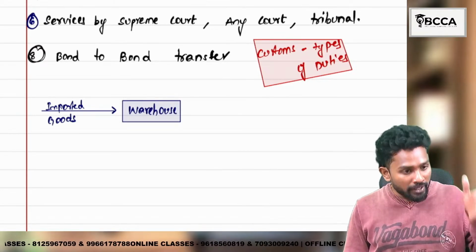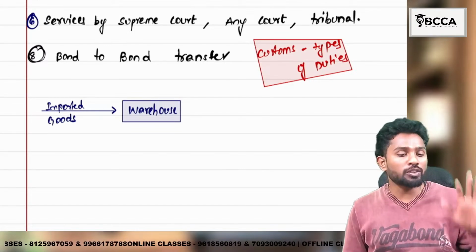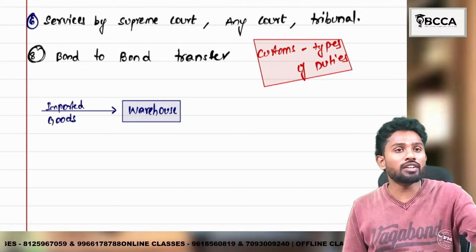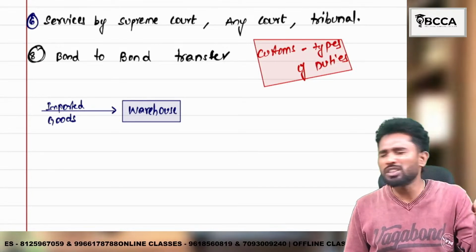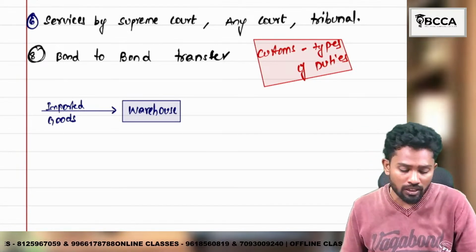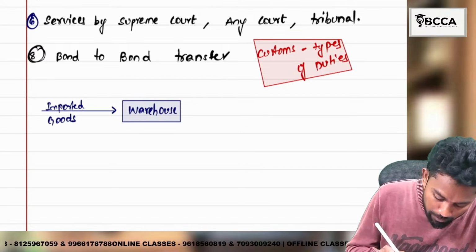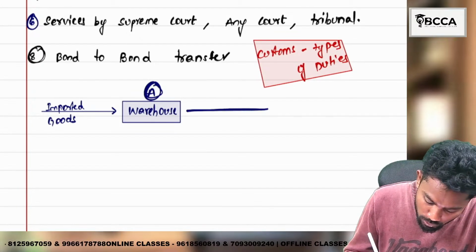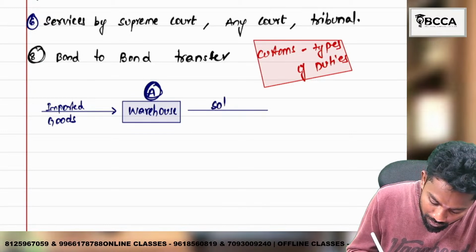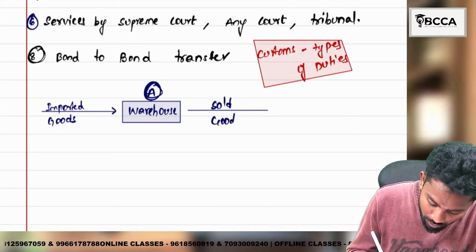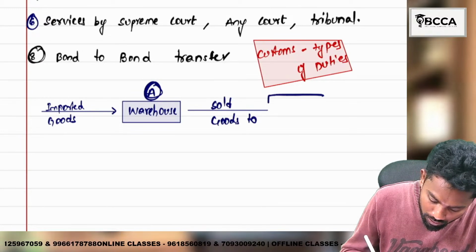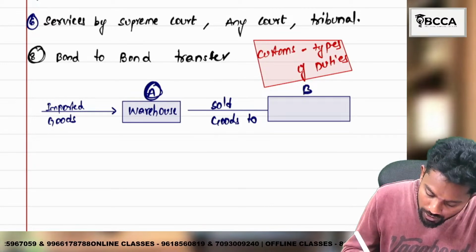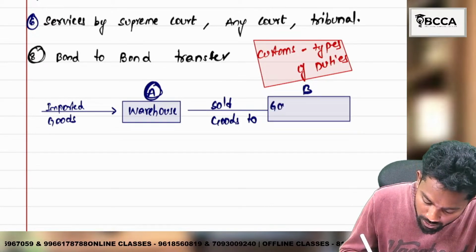So you could pay the duty now and clear for home consumption, or else you could pay the duty afterwards, other than for home consumption. Then you'll usually be keeping your goods in the warehouse. So imported goods are kept in the warehouse by A. Now A sold these goods to another person called B.